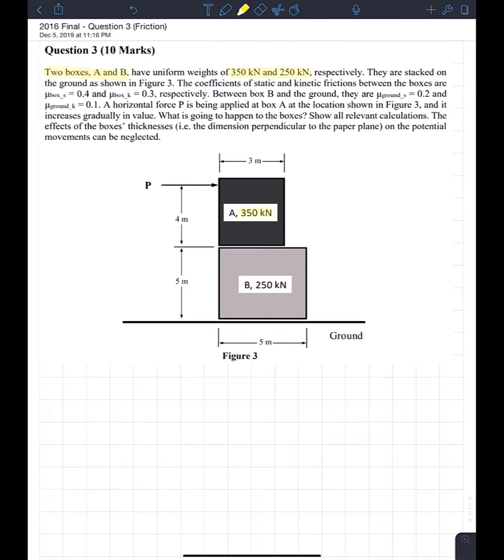And the coefficients of static and kinetic friction between the two boxes are, so between the two boxes, we see that the coefficient of static friction is 0.4, and between box B and the ground, the coefficient of static friction is 0.2. So I'm going to highlight box B and the ground, because that's important, and between the boxes, that's also important. Notice how I didn't highlight the coefficient of kinetic friction, because we never use it.